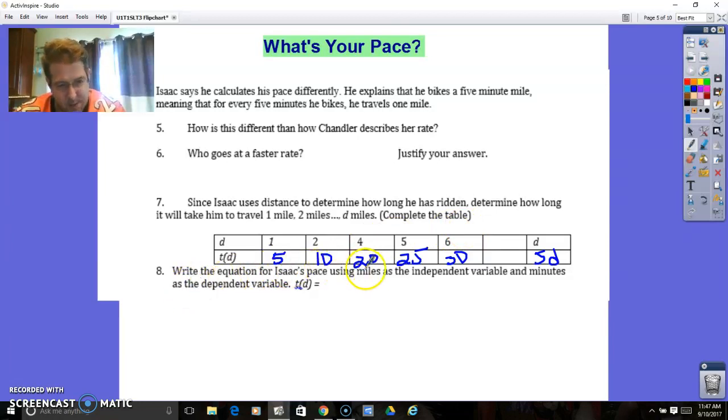Write the equation for Isaac's pacing using miles as the independent variable and minutes as the dependent variable. So we already have the equation, so the answer is 5 times the amount of miles. That gives you the total amount of minutes.